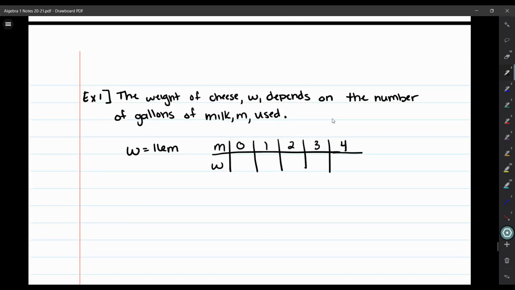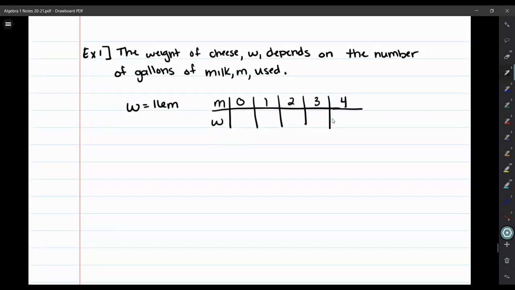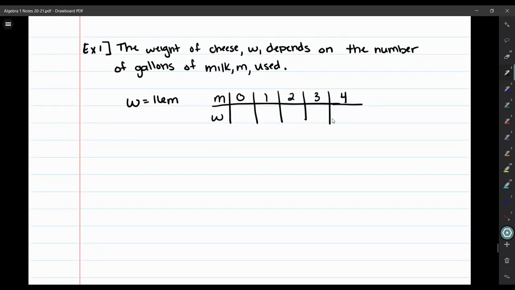So here's kind of what we're going to do with this. For example 1, the weight of cheese W depends on the number of gallons of milk M used. So we have this equation here that represents the situation. W equals 16 times M. So the weight of the cheese will equal 16 times the number of gallons of milk used. So the first thing we're going to decide, part A, is, is this discrete or is this continuous?